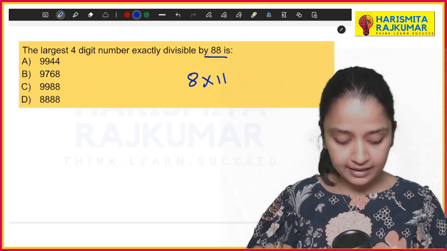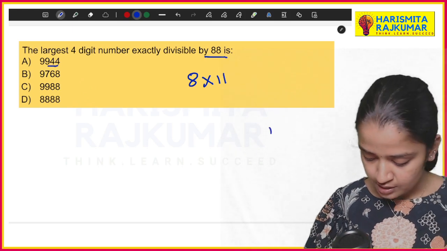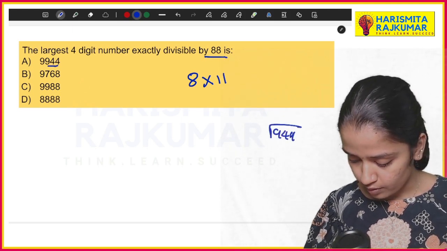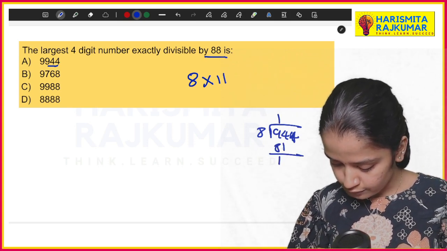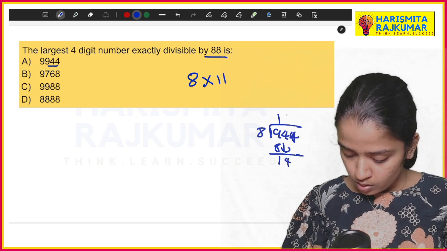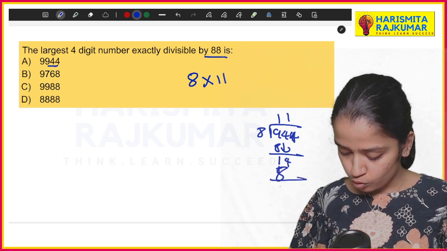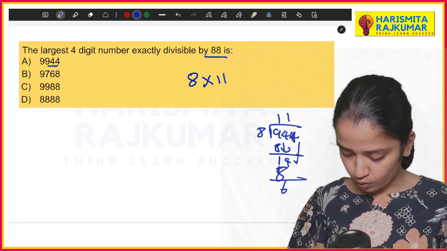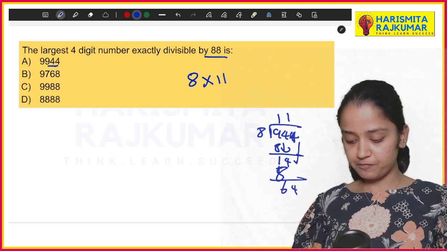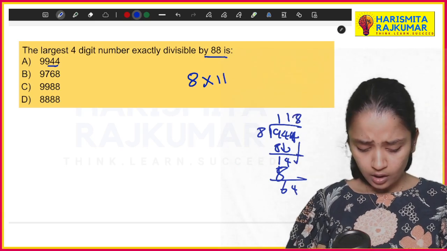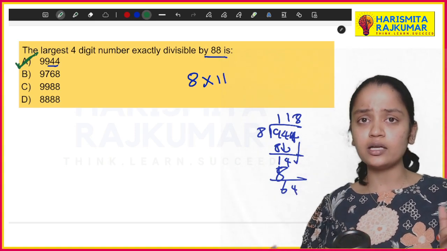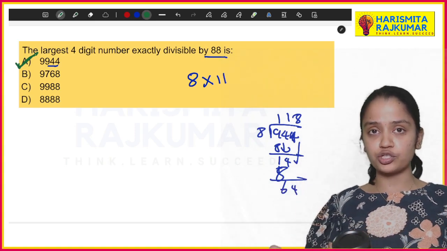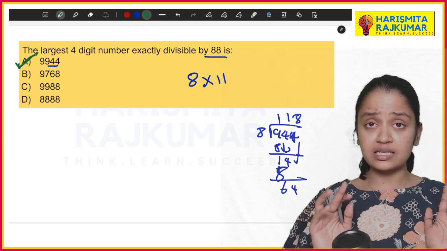Let me check for 8. So I have to check the last 3 digits. So 9, 4, 4, right? Let me check whether it is divisible by 8 or not. 4 ones are 8, so the balance you'll be getting is 6, 64. So it is divisible. So we need not check other digits, because it is an MCQ question. So this is a number that is divisible by 8 and 11.